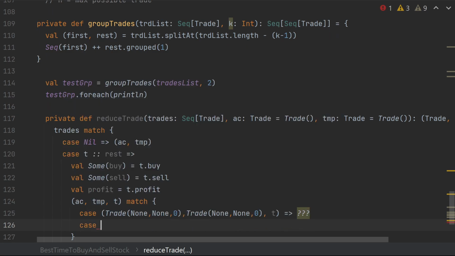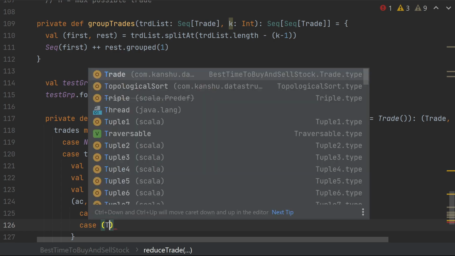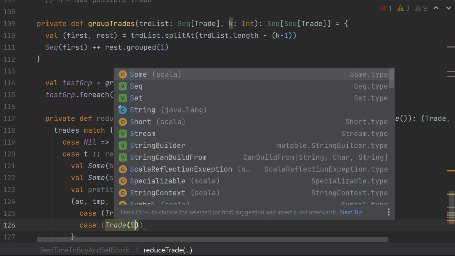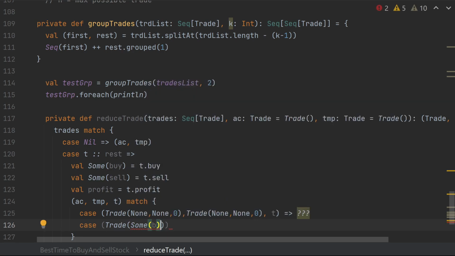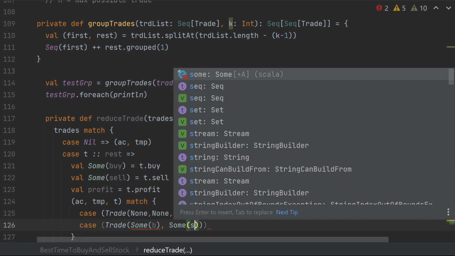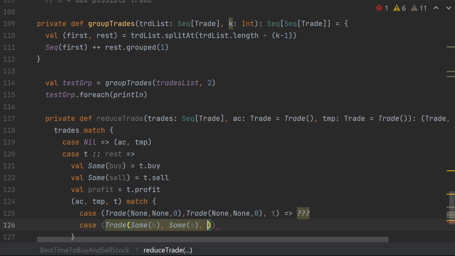Next case would be again, so now we have a trade. So the trade is, there is some buy and there is some sell and there is a profit, but there is no accumulated value and we have a trade that is coming in.